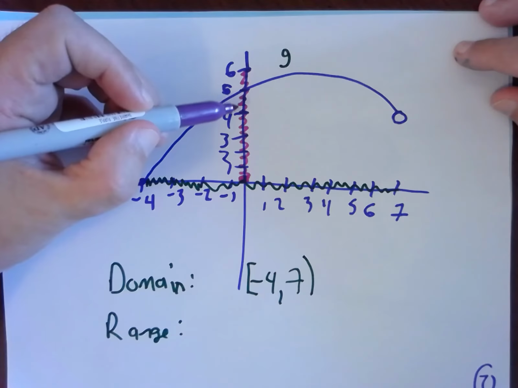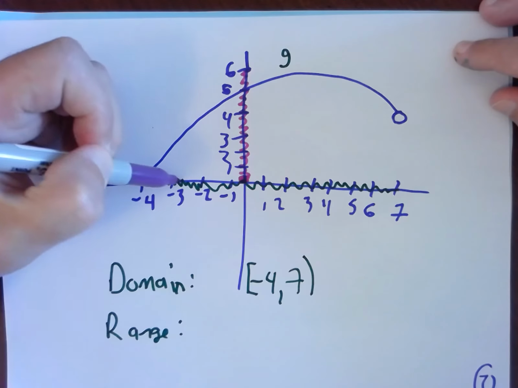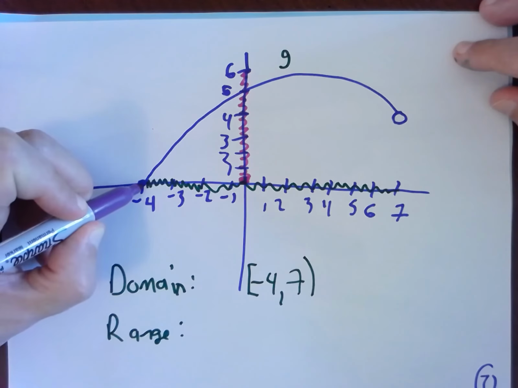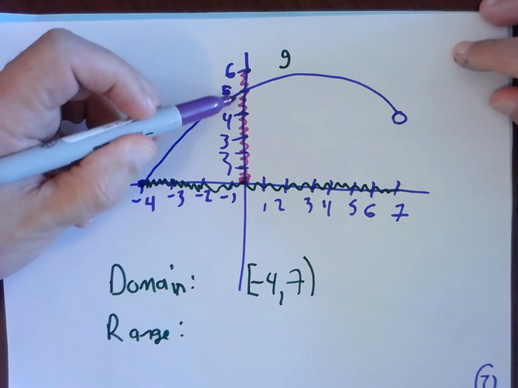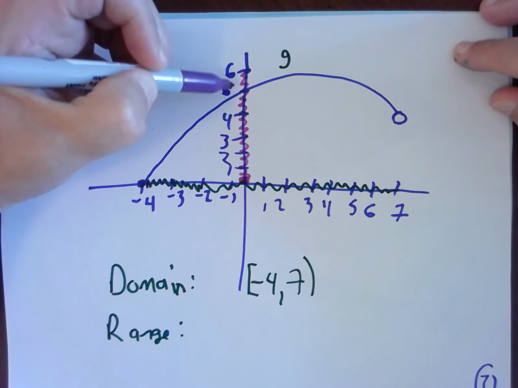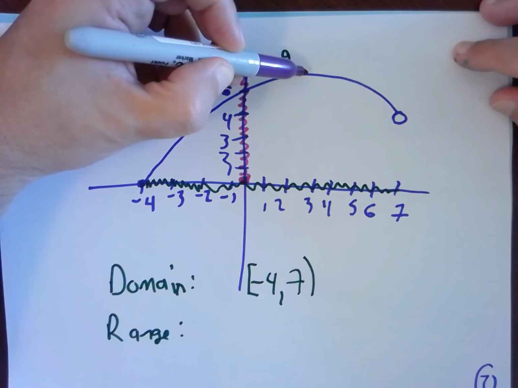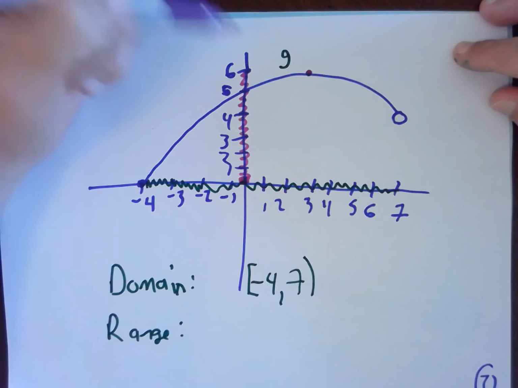What's the smallest y value I use? How low do I go? I start down here. This is y equals 0. Do I actually use 0? Yeah, right here, that point. All the way up to 6. I'm using all of these y values. Am I actually using 6? Yeah, even though it's not highlighted, there's a solid dot right there.